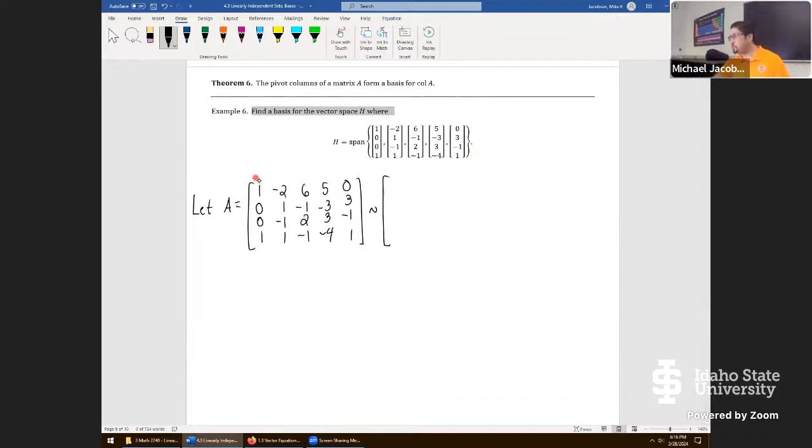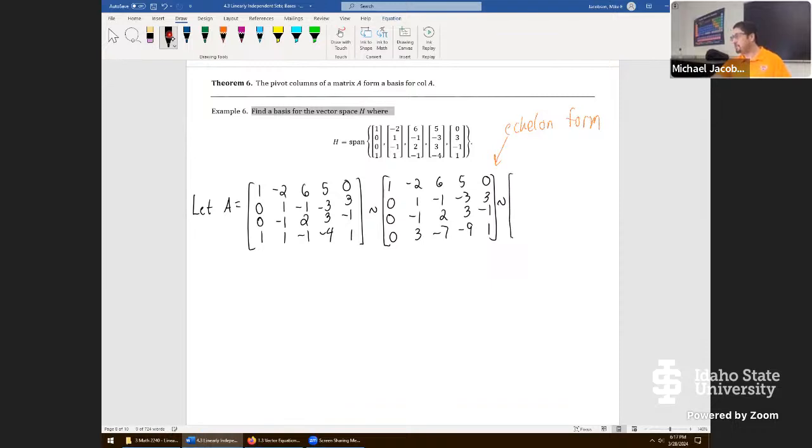Looks like we have a good start. I'll just put in 1, negative 2, 6, 5, 0. Then a lot more copying. 0, 1, negative 1, negative 3, 3, 0, negative 1, 2, 3, negative 1. And finally, here's our operation. Multiply row 1 by negative 1, add to row 4 to get 0, 3, negative 7, negative 9, and a 1. So it starts off kind of nice. Everything's all set up here. Now this time, all we need is echelon form, not row reduced because null space is not involved this time.